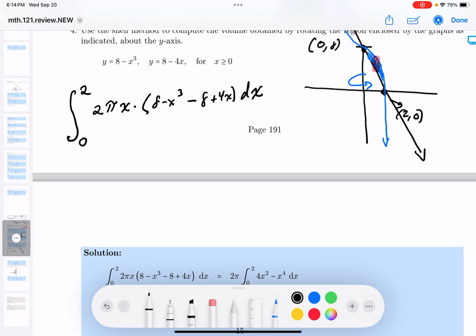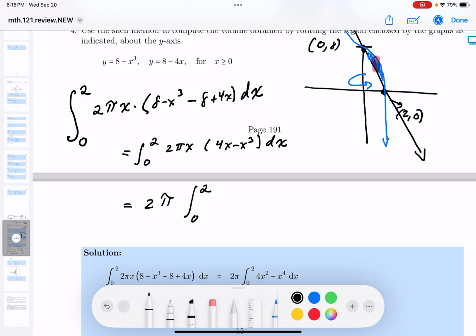Maybe I should simplify the integrand a little bit. I know the 8's disappear because 8 minus 8 is 0, and you're left with 4x minus x cubed. Let me write that down for you. Again, the 8 disappears and we're left with 4x minus x cubed, dx. All right, I'm going to pull out a 2 pi. This goes from 0 to 2.